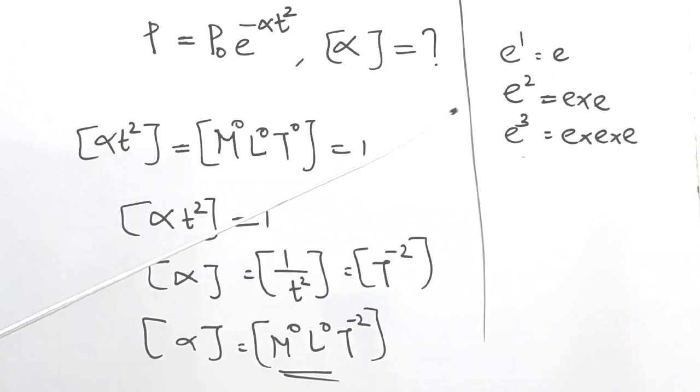If 2 is the power of e, then it represents e into e. If 3 is the power, then e into e into e. Similarly, minus alpha t square is also taken as a number. So, dimension of alpha t square will be M raised to 0, L raised to 0, T raised to 0, that is equal to 1. Or dimension of alpha equal to dimension of 1 by t square, that is equal to T raised to minus 2. In terms of mass, length and time, we can write dimension of alpha equal to M raised to 0, L raised to 0, T raised to minus 2.